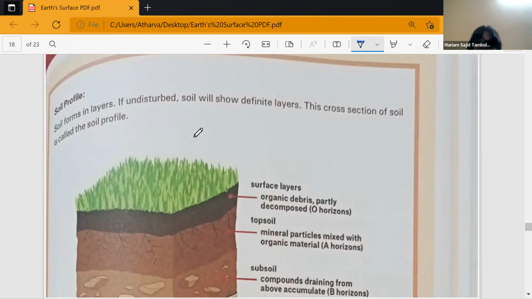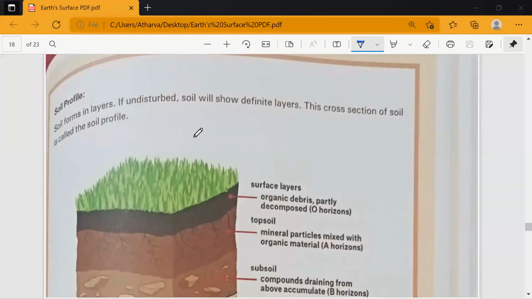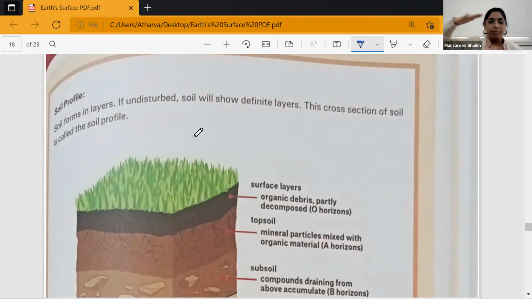It has different horizons. So soil has different layers. Soil is formed because of different layers. And this cross section, please underline this. If you do not disturb those layers, the cross section of the soil is called what? It is called the soil profile.